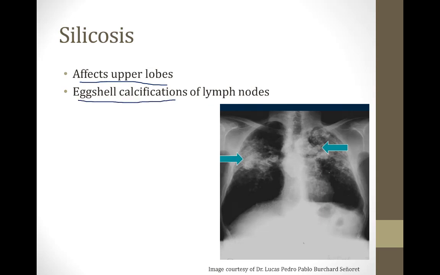So if you look at this x-ray over here on the right, I'm drawing with my pen around a lymph node that's well circumscribed with white stuff inside it. This is called eggshell calcification. The reason for this is not known, but it's commonly seen in patients with silicosis.